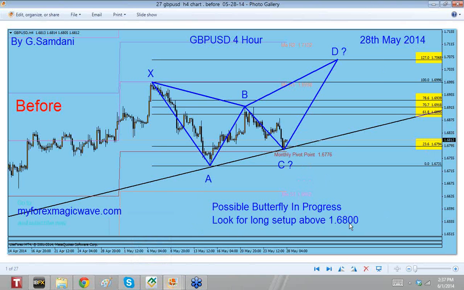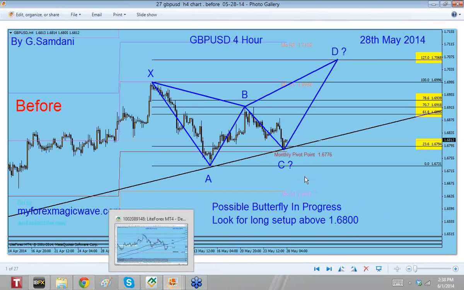We need a long setup above 168 using our magic wave strategy. Remember that. And always SL, always stop loss is a must. Okay, for me, and I can only tell you, if you don't want to use it, it's your discretion, right? But to me, you cannot win this game without using SL. Trust me, I know what I'm telling you.